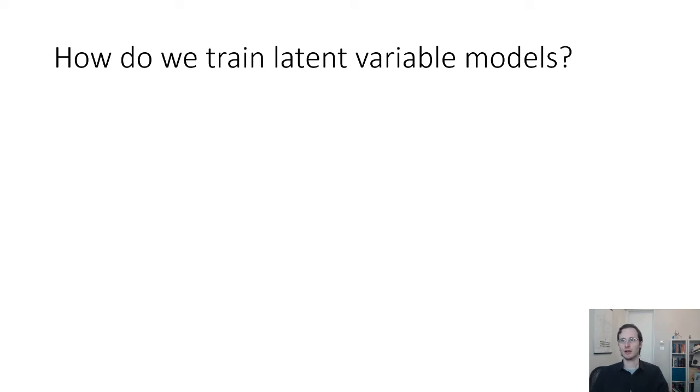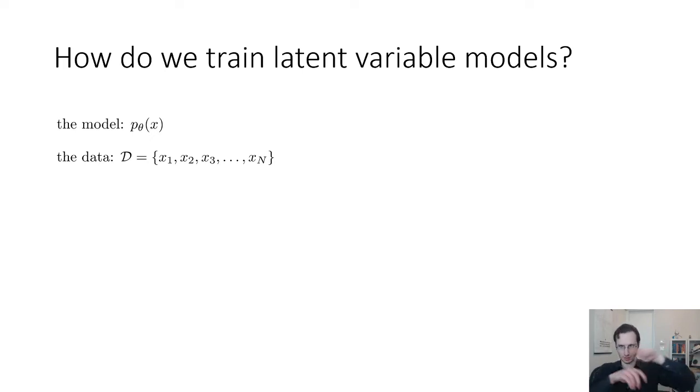Okay, how do we train latent variable models? I'm not going to give you a full recipe here. I'll just give you sort of a taste for some of the challenges. The complete recipe will be on Wednesday. So we're going to have some model, and we're going to call it p theta of x. Just like before, we had p theta of y given x, now we have p theta of x. And we have a data set of x's. And the subscripts here now denote different data points. So it's not like in language modeling where these are different words. No, each x here is an entire image. So x1 is an image, x2 is a different image, etc.